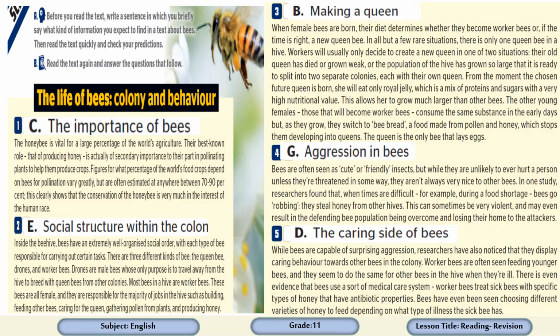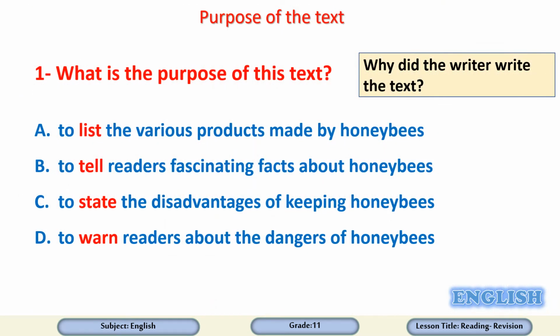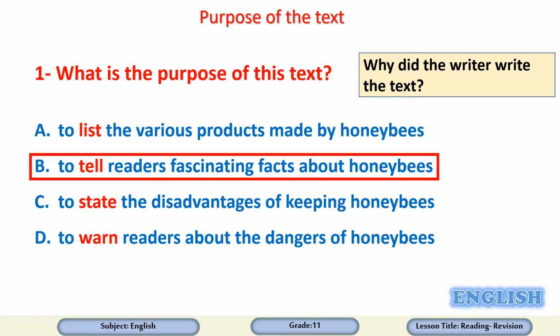And here, if you look at the text with the headings now, things will be easier, things will be clearer for you. In each paragraph, the writer gives us new information and fascinating or astonishing information about bees and their lives. So, what did you choose? What statement did you choose as the purpose of this text? So, what answer did you choose for this question? Yes, very good. It's B, to tell readers fascinating facts about honeybees.